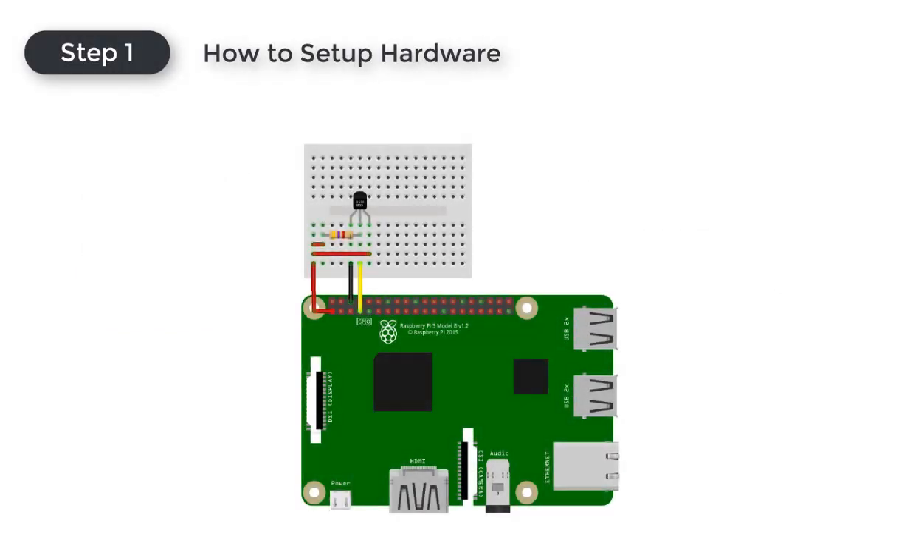To begin, connect the one-wire temperature sensor to the Raspberry Pi using the pinout shown in this diagram.